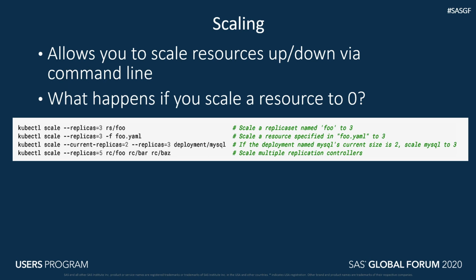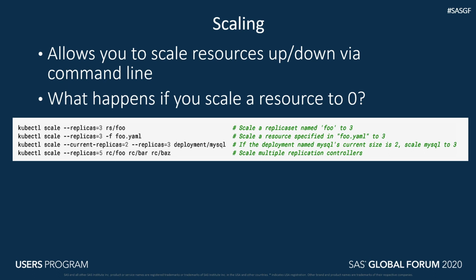So it checks to see if the current value is a certain one, and if so, scales it up. We can also scale multiple replication controllers. We can scale objects within Kubernetes pretty easily. This is manual scaling, where we actually run the scale command from the command line. Now, what do you think happens if you scale a resource to 0? Well, that's effectively leaving it there but turned off.